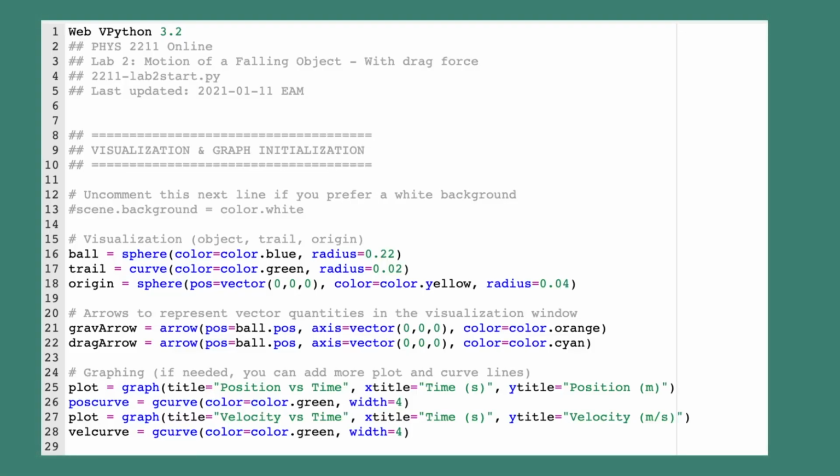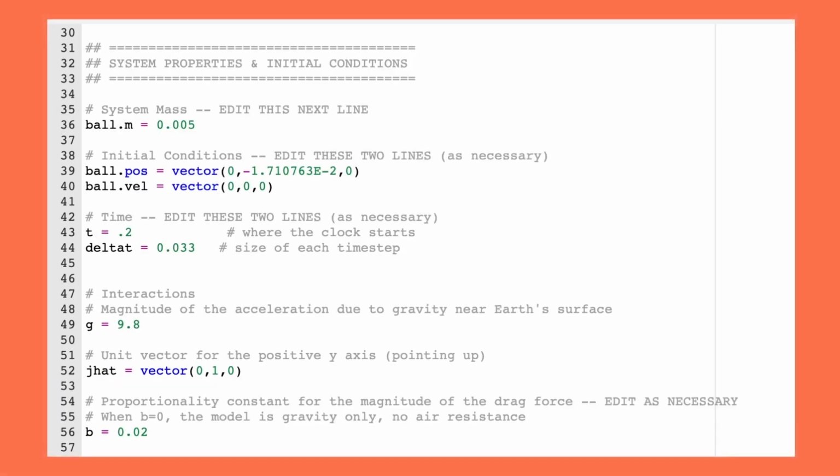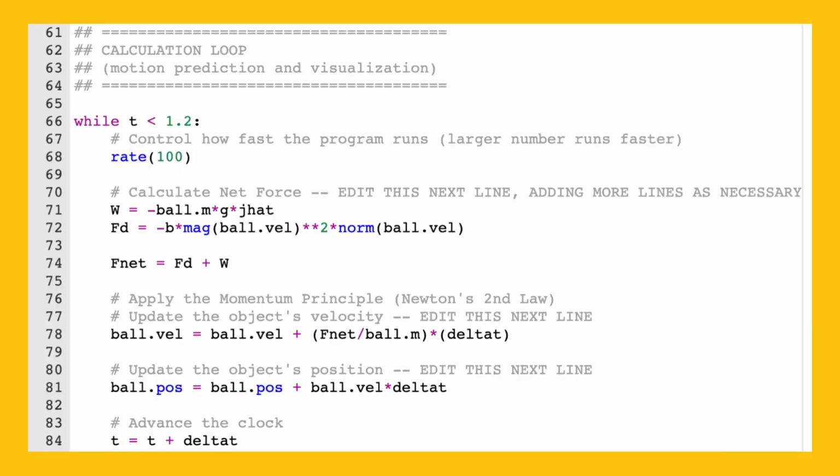We use the initial conditions of the experiment to set up our computational model. So we can see here that we have the mass of our object set at 0.005 kilograms or 5 grams, the initial position and initial velocity shown here. The time starts at 0.2 and delta t is 0.033. J hat is a unit vector pointing up, so that's why it's 0, 1, 0. And we found that our b was 0.02.